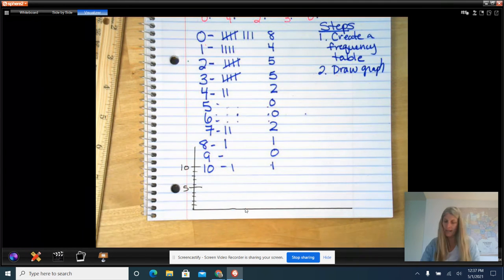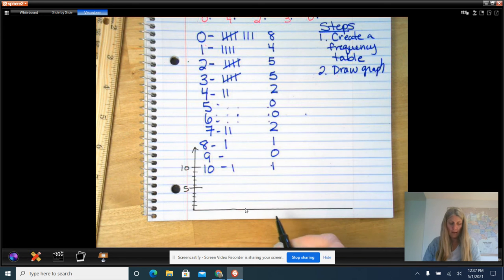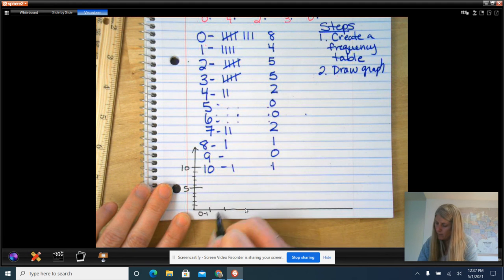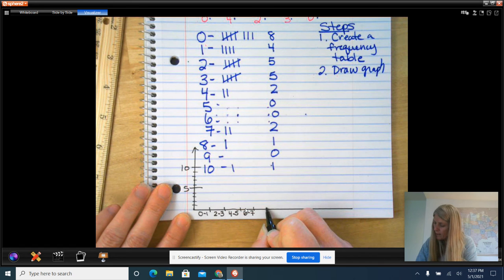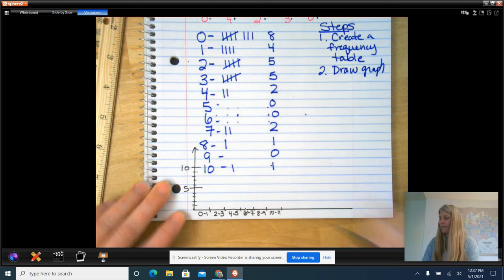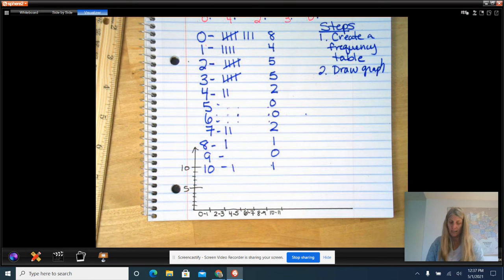Okay. And going this way, we're going to do some intervals. So we're going to have an interval for 0 to 1, an interval for 2 to 3, an interval from 4 to 5, an interval from 6 to 7, an interval from 8 to 9, and an interval of 10 to 11.